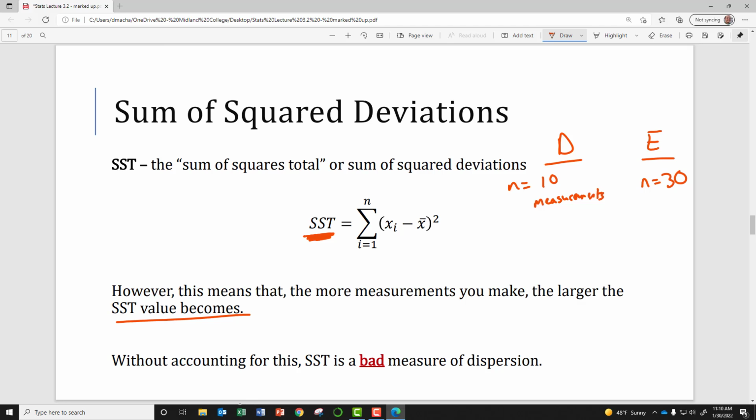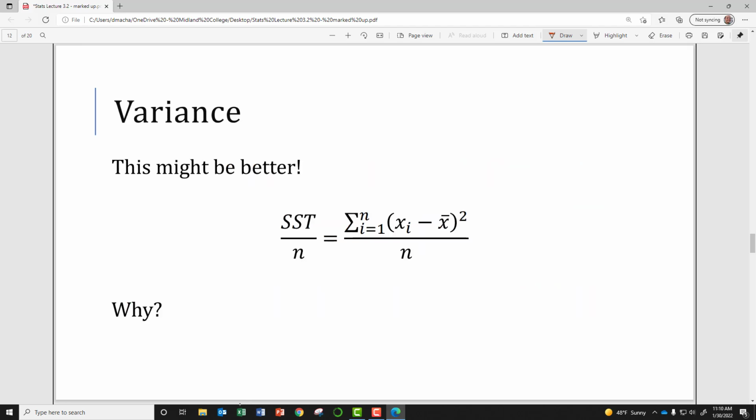And so if you fail to account for this, I say SST is a bad measure of dispersion because you may want to compare the dispersion of two data sets that have a different number of measurements. And you don't want the larger sample size to automatically get a penalty for just having a large number of measurements. So we're going to adjust for this. We are going to just divide by n. And if I divide that sum of squared deviations by the number of measurements, basically what it's telling you is, we're taking the average of the squared deviations.